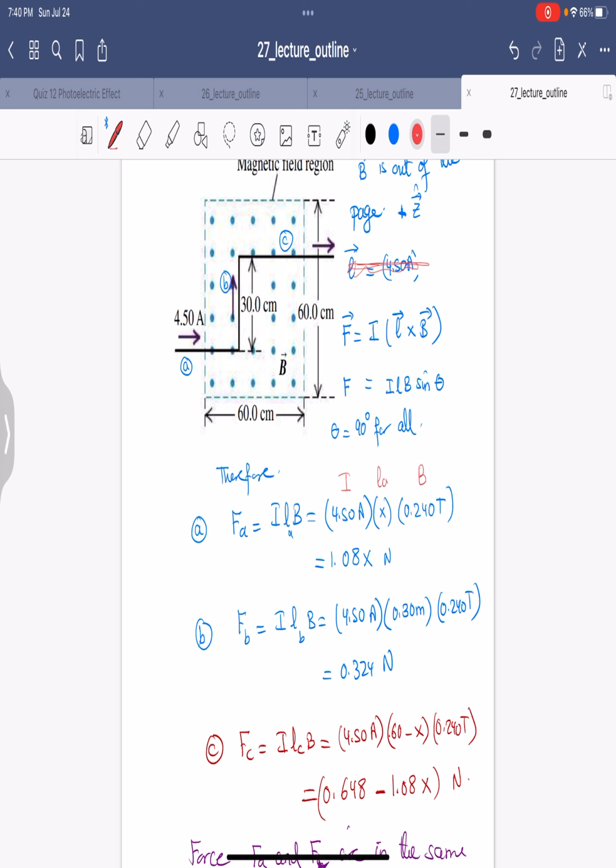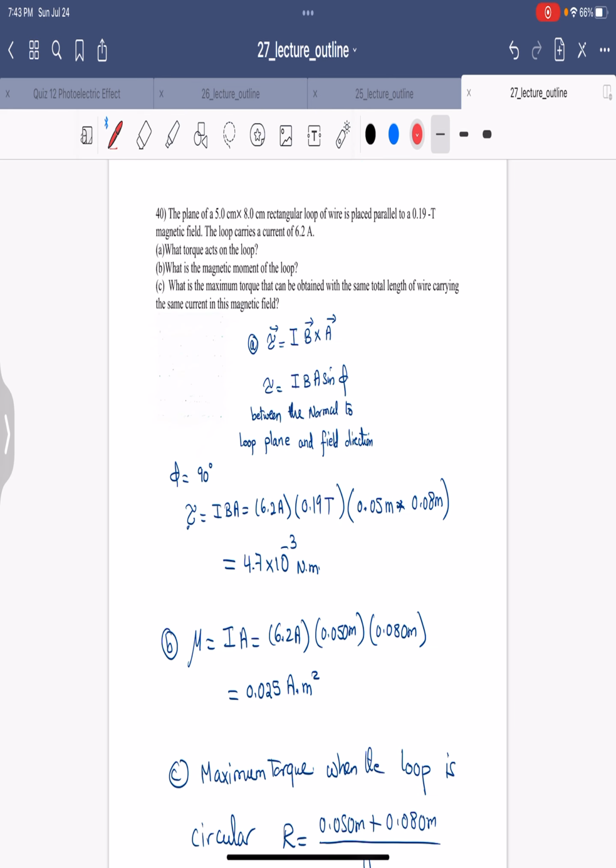Then here I will say the torque is I times A cross B, and therefore the magnitude is I B A sine phi. Remember, the angle is between the normal to the loop plane and the field direction. And phi here, or theta, is 90 degrees, so the torque is I B A, and we can simply do that calculation. The unit is newton meters.